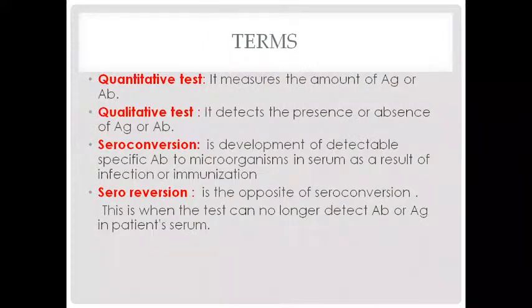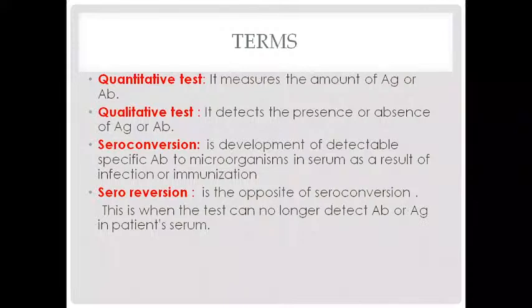Now, more terms. We talk about the quantitative test, which measures the amount of antigen or antibody in the body. So when you talk about the quantitative, sometimes you want to look at the concentrations. At what concentration do you expect to see a reaction, or beyond which there is no reaction? So some of these involve dilutions when we talk about quantitative tests. But a qualitative test is just to detect the presence or absence of an antigen.